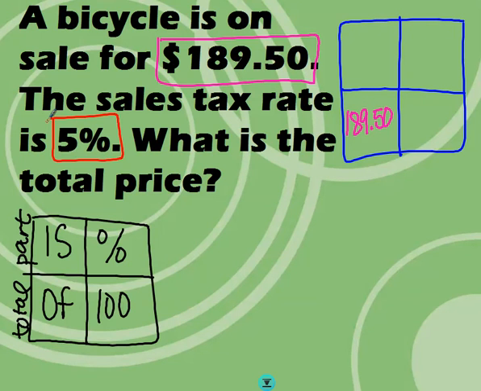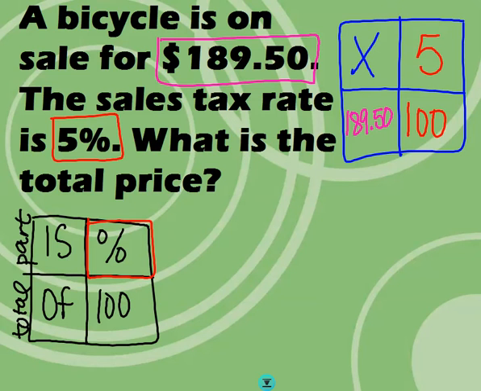And we know, based on our proportion box, that percent is always a number out of 100. So it's going to be 5% out of 100. That means the piece that we're looking for is our variable, and that's the part. So when we solve this proportion box, it's going to give us the amount of sales tax.